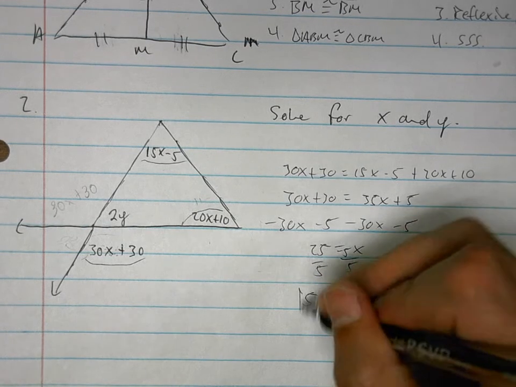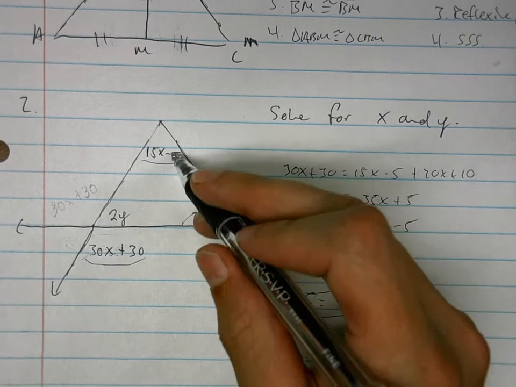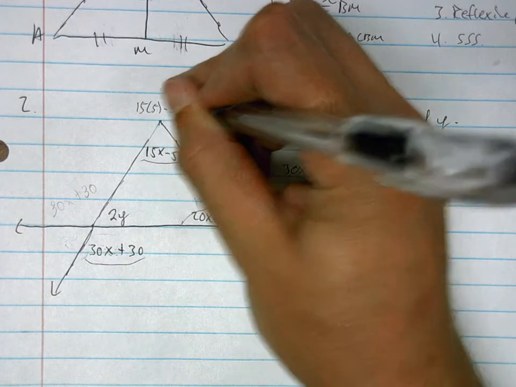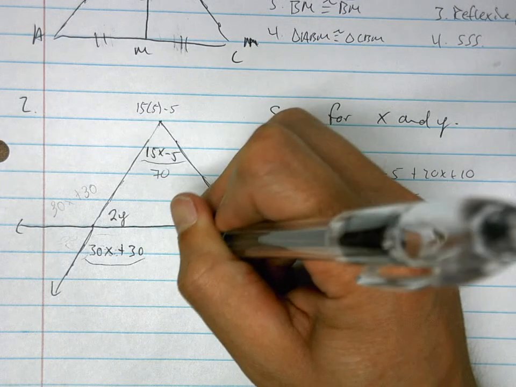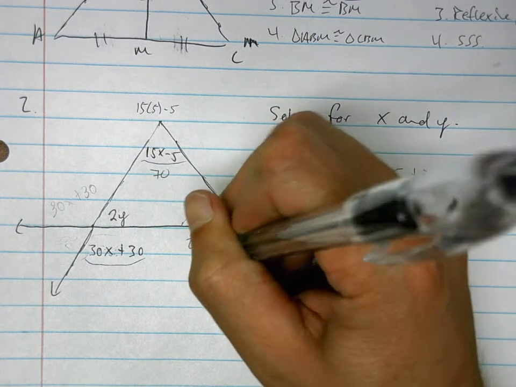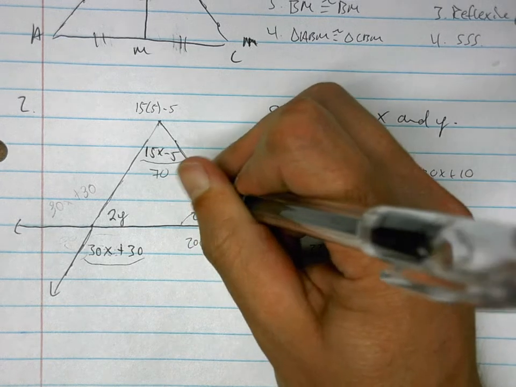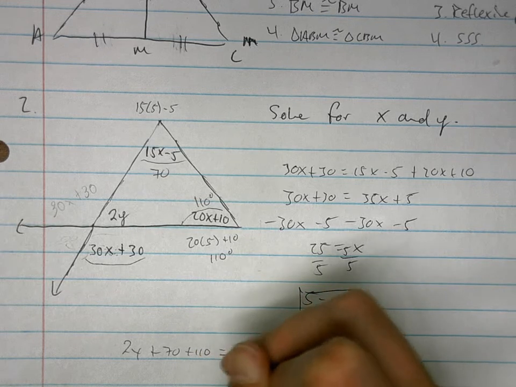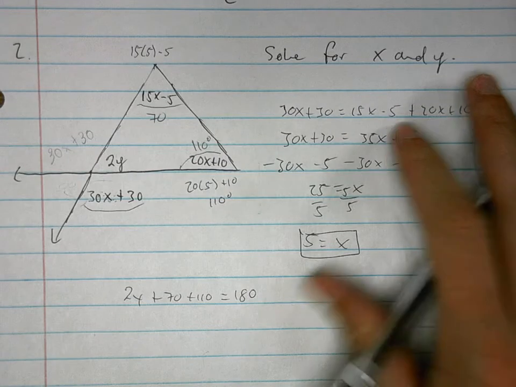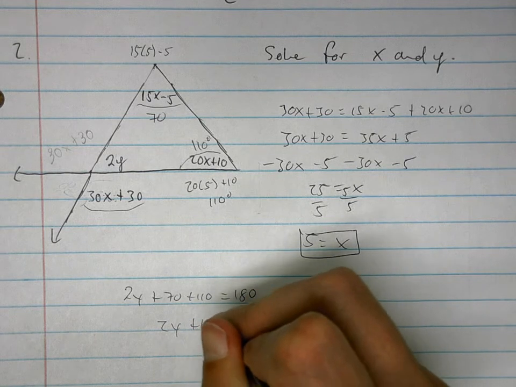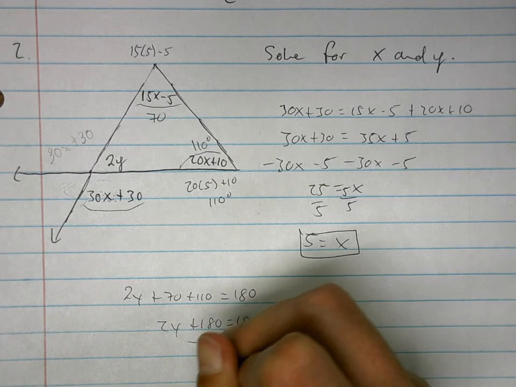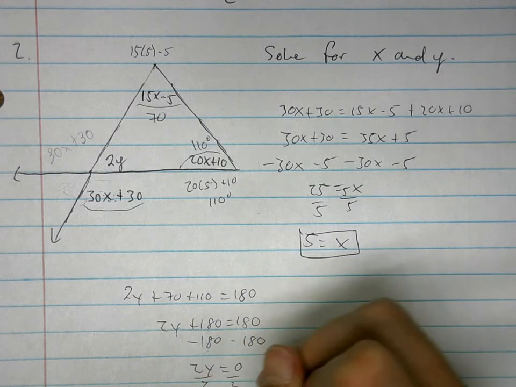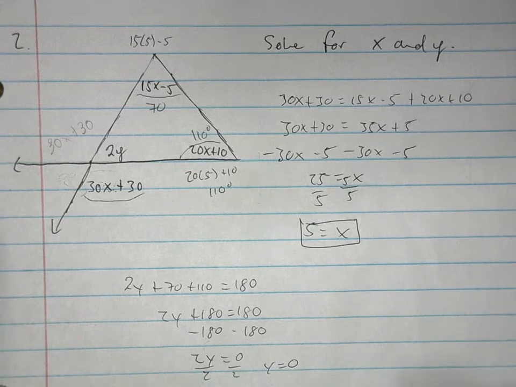So we solved for x, now we've got to solve for y. We're going to plug it back in. When you plug x back into this, it's 15 times 5 minus 5, which is 70. And 20 times 5 plus 10, that's 110. So it's 2y plus 70 plus 110 equals 180, and 2y plus 180 equals 180. Now you might notice something wrong with this. y equals 0. When you plug 0 back in, it's saying that that's a 0 degree angle.